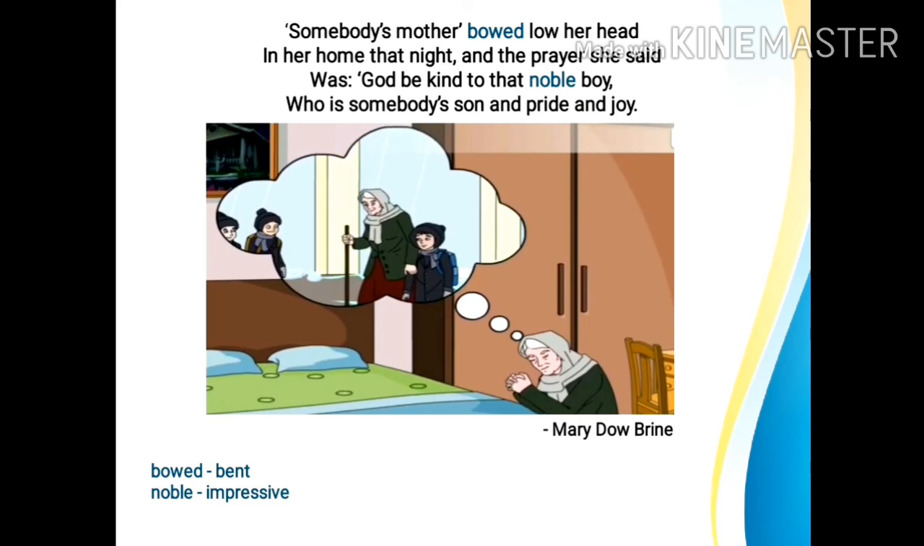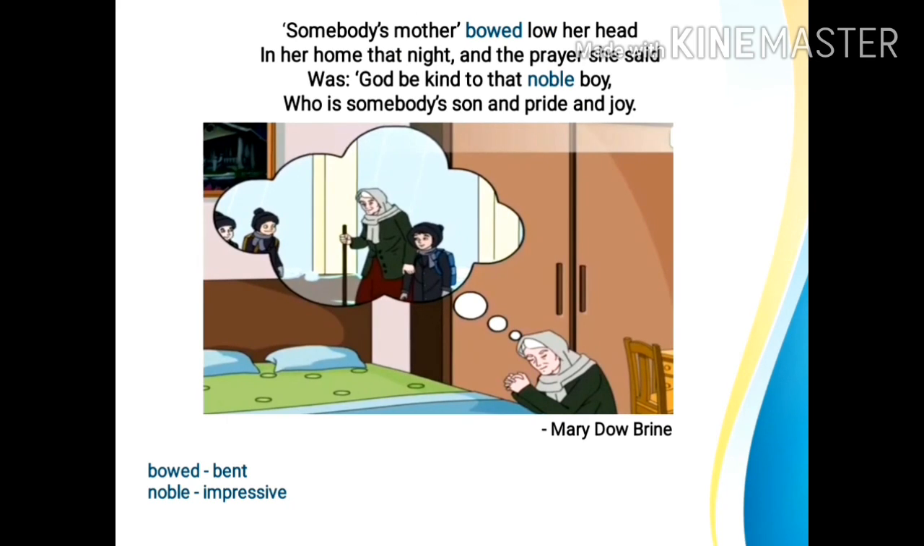Let's understand the last stanza of the poem. Somebody's mother bowed low her head in her home that night, and the prayer she said was, God, be kind to that noble boy who is somebody's son and pride and joy. The meaning of bowed is bent and noble is impressive.